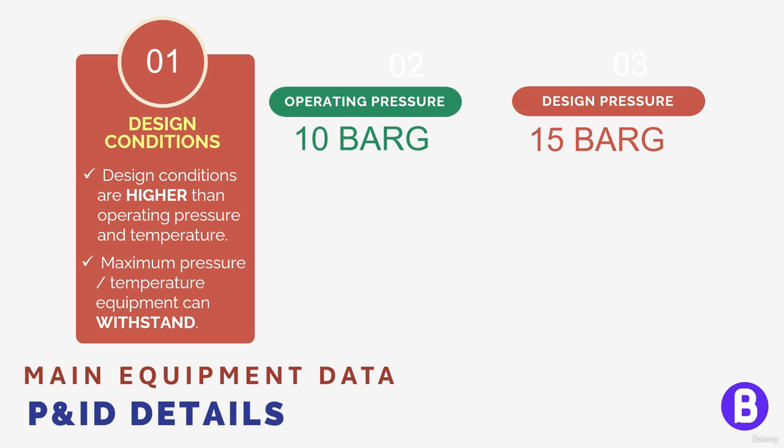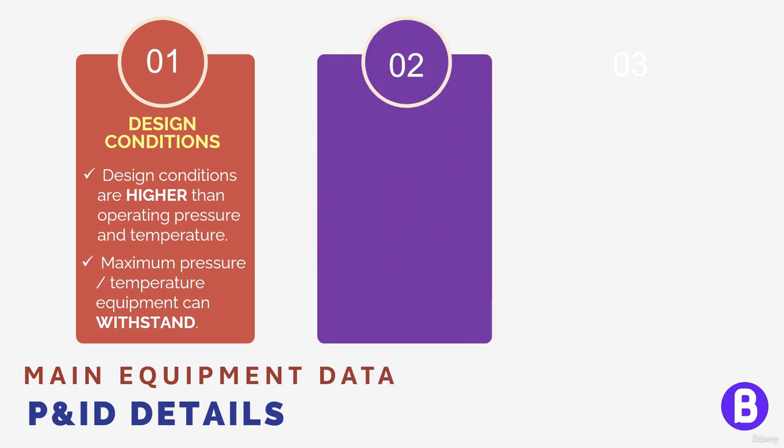So the P&ID shows the design conditions, unlike the PFD, which shows the operating pressure and temperature of a piece of equipment. However, in some companies, operating conditions are shown on the P&ID. The P&ID may also show the equipment dimensions or other equipment rated specifications. So, in the case of vessels or towers, it shows the diameter and the tan to tan length.